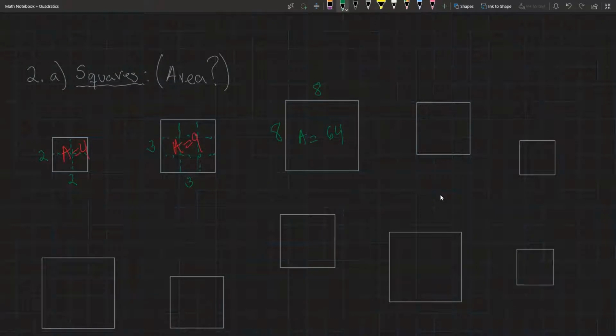Because we did 8 times 8, just like we did 3 times 3 on the last one, and 2 times 2 on the previous one. And if you know the special name for it, this is an explanation of why it's called that.